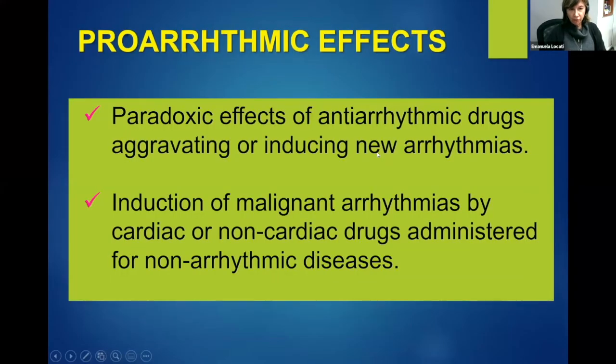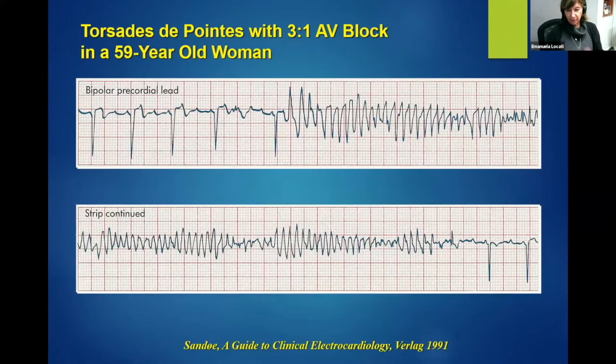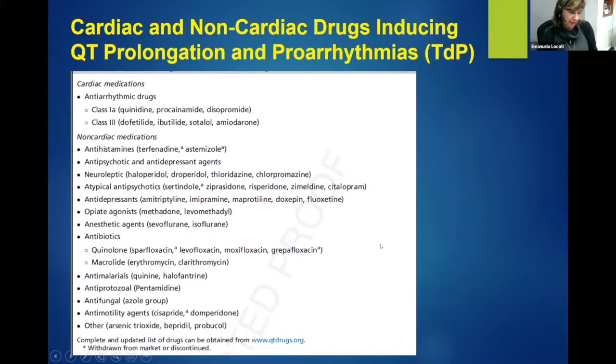So this is just the definition I gave you before: a paradoxical effect of drugs given for arrhythmias, aggravating arrhythmias, or non-cardiac drugs administered for non-arrhythmic diseases and giving arrhythmia nonetheless. Possibility of additive effect between drugs and metabolic condition, hypokalemia, or even some food, and we'll see alcohol, etc. Possibility of a genetic predisposition and increased risk for female gender. And this is a picture that really summarizes part of this, female and some present condition in the heart, like in this case, a blocked atrial arrhythmia giving this pattern and favoring the onset of the drug. We know that the list of drugs is basically never ending.